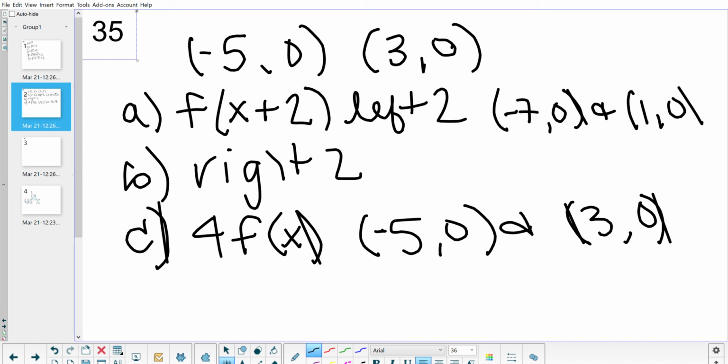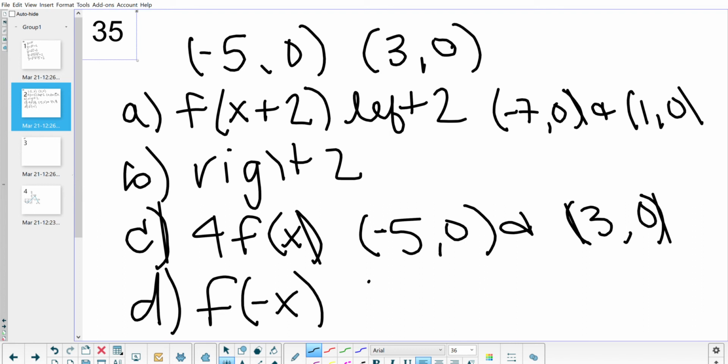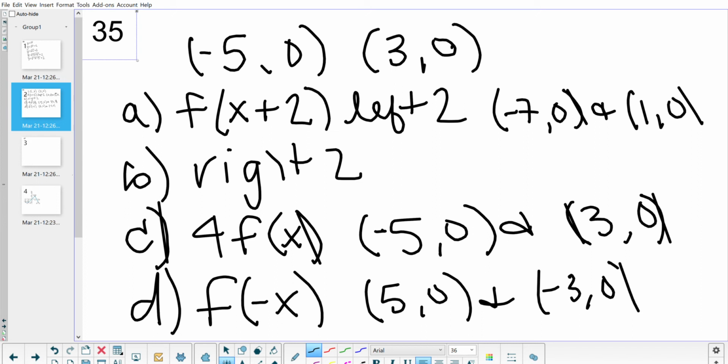And then part D is f of -x, so that means negate the x value, which is ultimately going to cause a reflection over the y-axis, so it becomes 5 and -3. There we go. Alrighty.